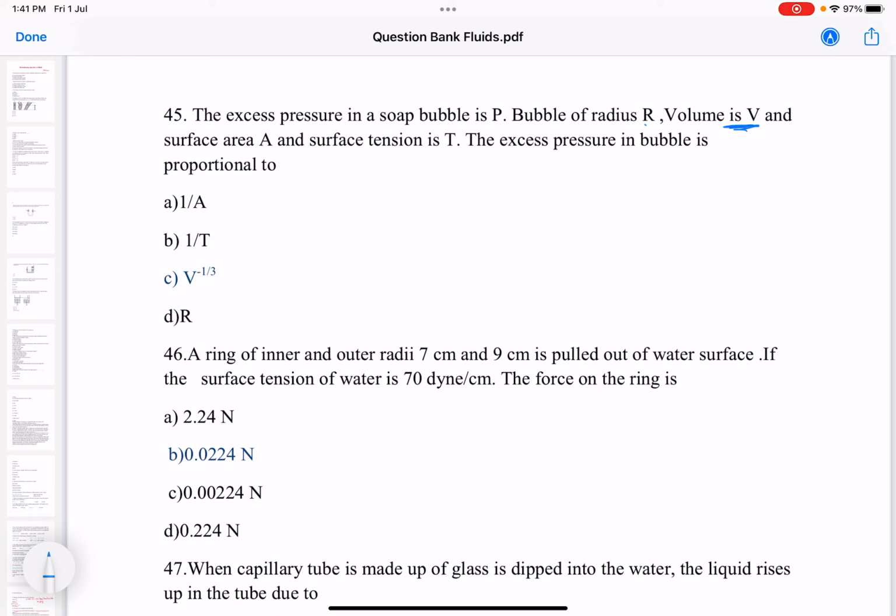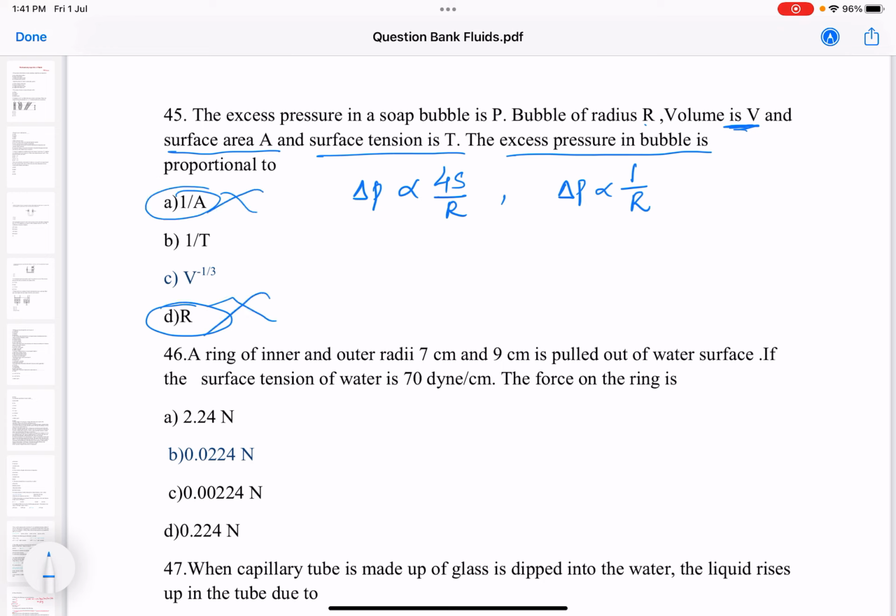Okay, the excess pressure in a soap bubble is P, bubble of radius R, volume is V, and the surface area is A, surface tension is T. The excess pressure in the soap bubble is proportional to 4S by R. That means excess pressure is directly proportional to 1 by R. So here he has given R. This is not the correct answer. So 1 by area.